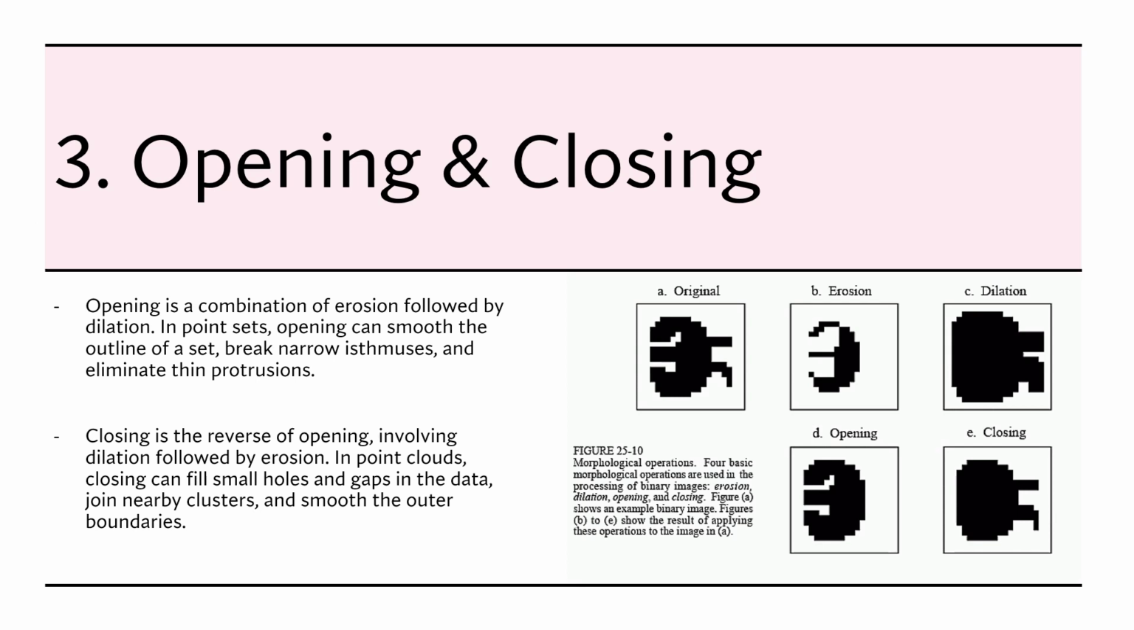Opening and closing technique. So the basic morphological techniques include opening and closing other than erosion and dilation. Opening is a combination of erosion followed by dilation. In point sets, opening can smooth the outline of a set, break narrow isthmuses, and eliminate thin protrusions. As you can see, the opening is far softer than the original image, as it has already been highlighted in the point D, the opening section.